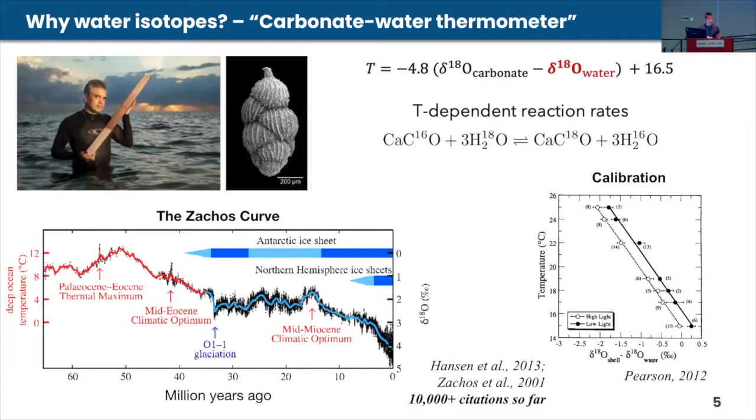Here, as an example, I'm showing you the famous Zachos curve. Basically, that's the Delta 18O in benthic foraminifera for the past 65 million years, and the present day is on the right. If you go back from present day all the way to the warmest early Eocene, you'll see that the delta value decreased by roughly 4 per mil.